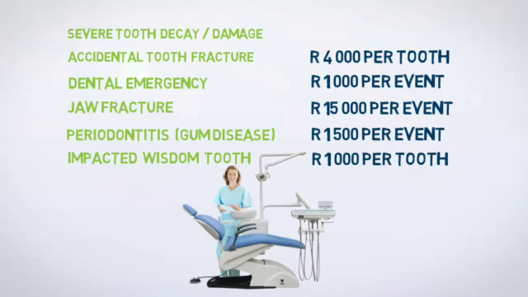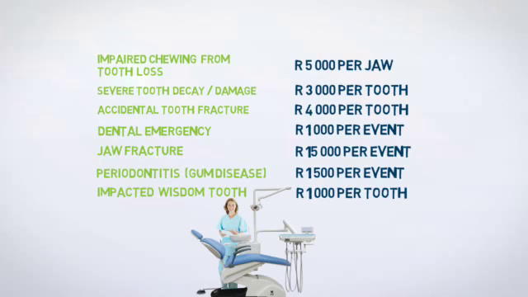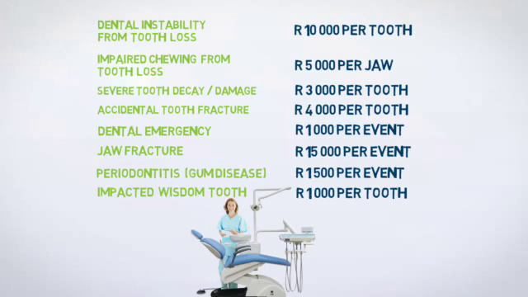Severely decayed or damaged teeth, 3,000 Rand per tooth up to 2 teeth per year. Impaired chewing from tooth loss, 5,000 Rand per jaw once every 24 months. Dental instability from tooth loss, 10,000 Rand per tooth once a year.